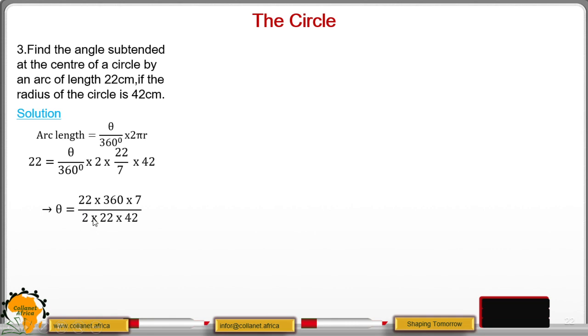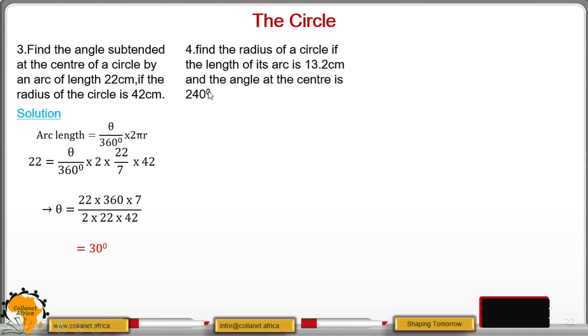Then by 2, you'll get 180. Then you continue cancelling out by 42. By 7, 1, by 7, 6, by 6, 1, you find that it will give you 30 degrees. So that way it means that you are able to simplify. I'm leaving it at this point so that now you can cancel out. After arranging, make sure that you cancel out and you get the value as 30 degrees.